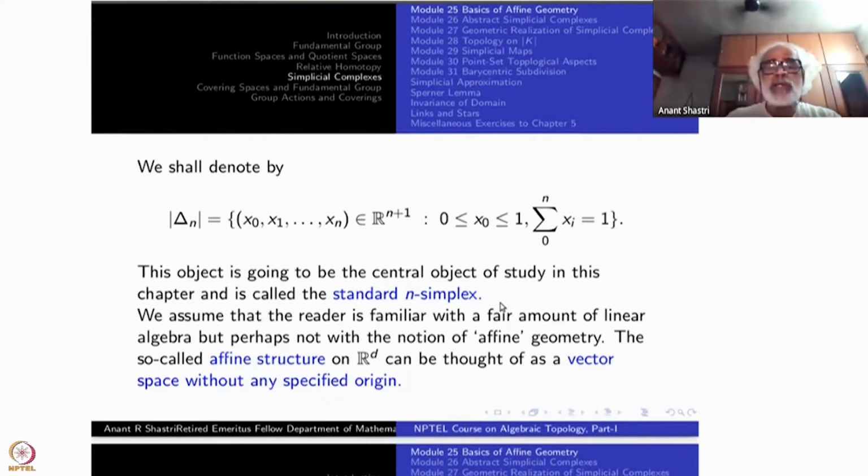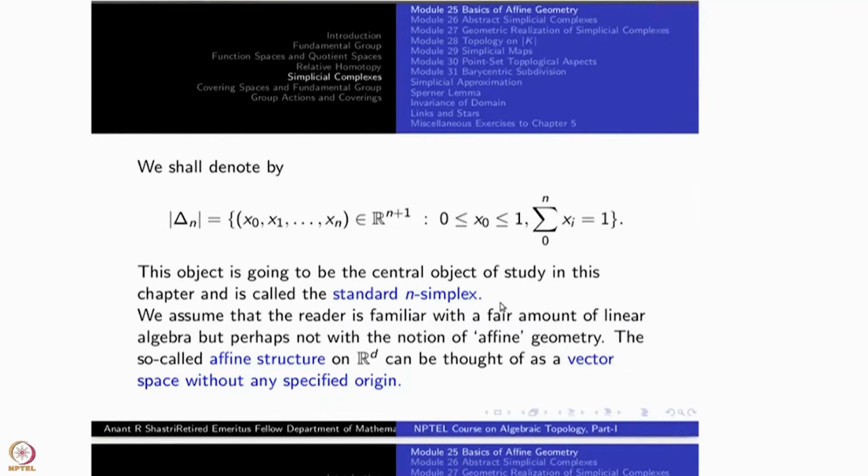We assume that the reader is familiar with a fair amount of linear algebra, but perhaps not with this affine geometry. That's why we are recalling some of these basic things.